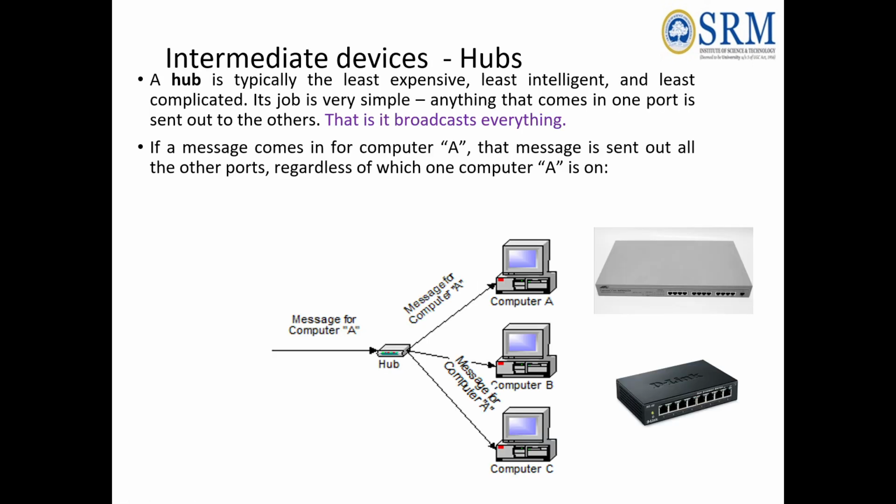First, let's see about intermediate devices, that is hubs. A hub is typically the least expensive, least intelligent and least complicated. Its job is very simple. Anything that comes in one port is sent out to the other ports. That is, it broadcasts everything. If a message comes in for computer A, that message is sent out all the other ports regardless of which one computer A is on.